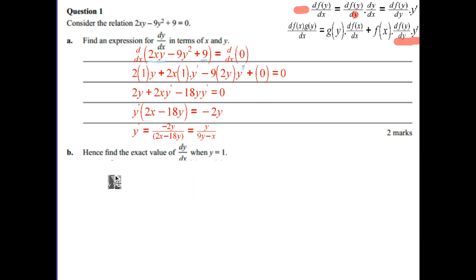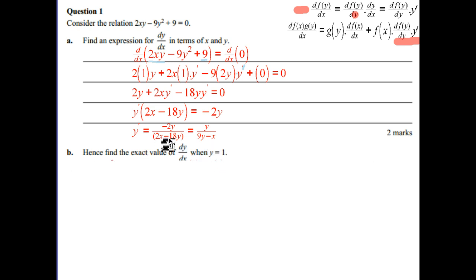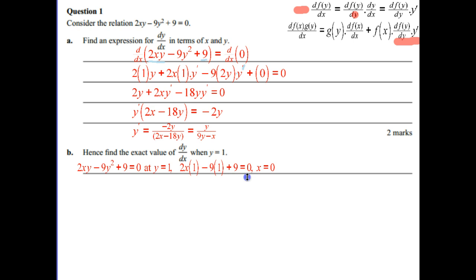Part B, hence find the exact value of dy dx at y equals 1. Now if you have a look at our derivative there, it's in terms of y and x. So when y equals 1, we can substitute 1 there and substitute 1 there, but we don't have an x value yet. We need to work out what x is for when y is 1. So that's the first bit we have to do.